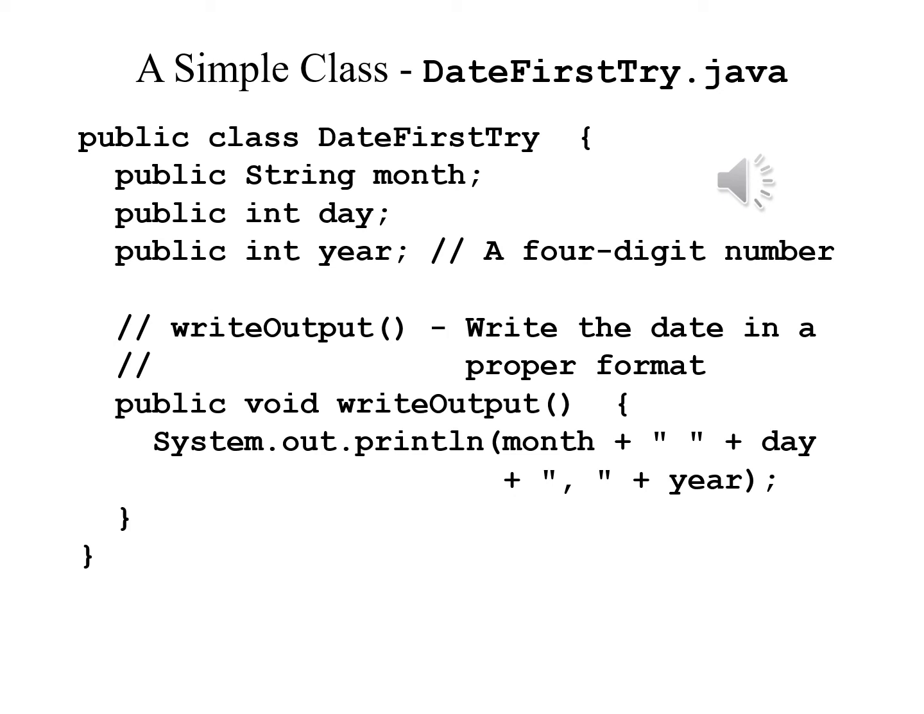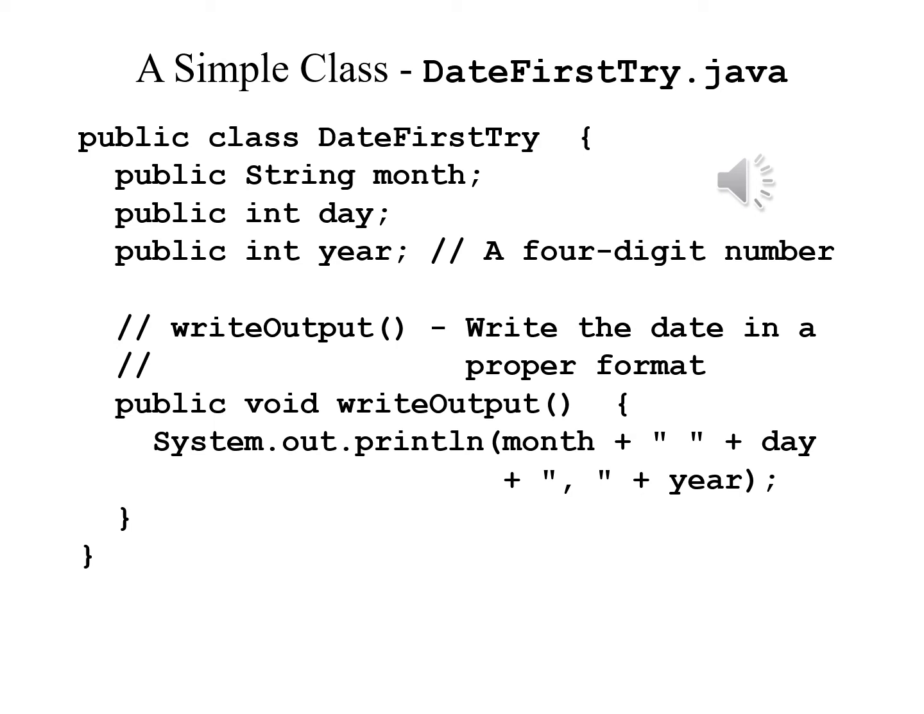We're going to develop a class called Date, and this is an effort that will continue through all of this lecture set. We'll start off with the first try, and we'll give it 3 properties: month, day, and year, with month as a string and day and year as numbers. We'll also write a method called writeOutput that will print the date in a format that we would normally want to see it written in.